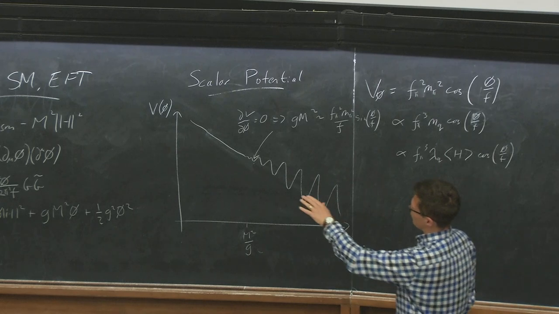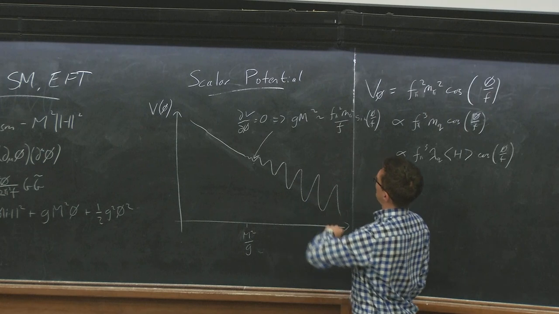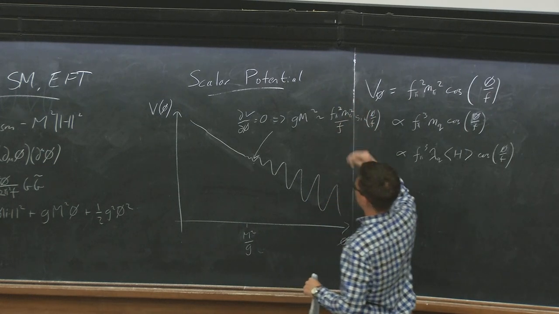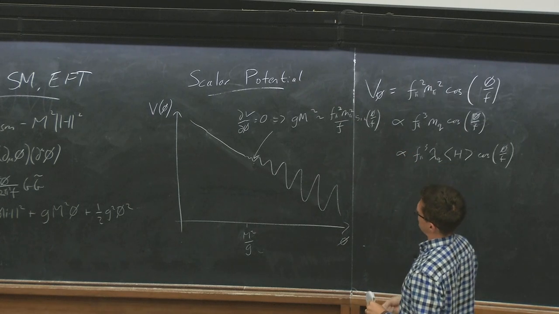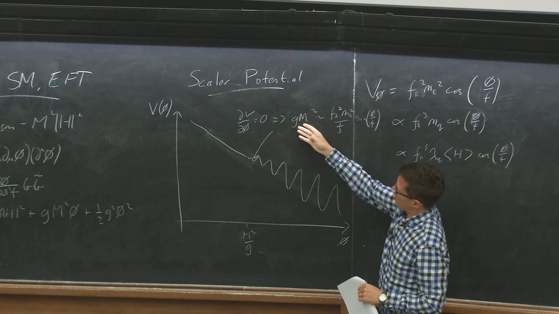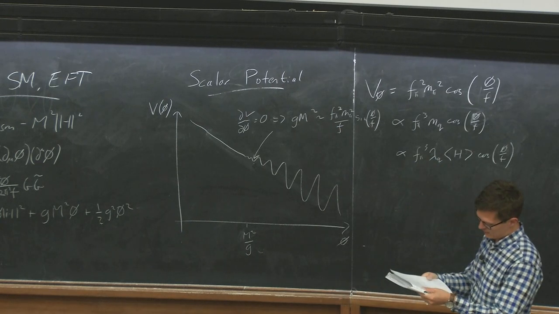So this is the game. You roll down. There's a local minimum that starts to appear if you satisfy this equation. f is going to have to be 10 to the 10 GeV or something like this to satisfy all of these stellar cooling bounds. But you can then choose g to be very, very small such that you satisfy this.